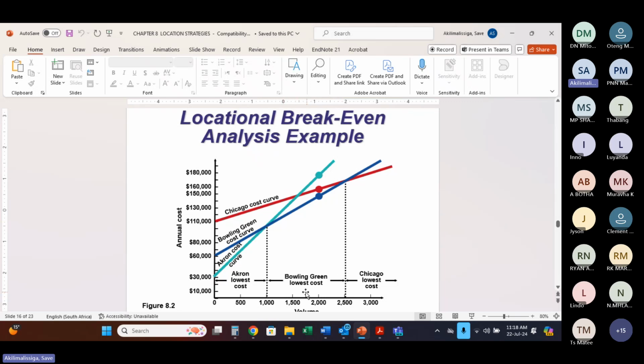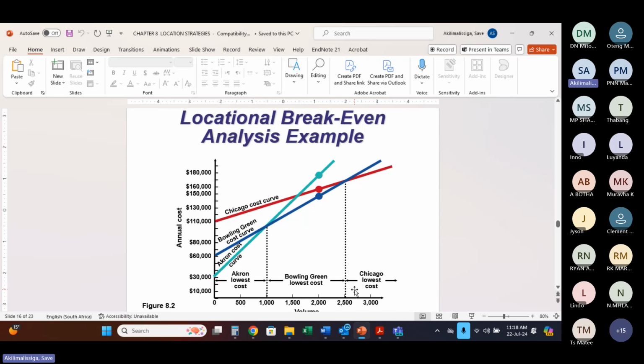Why? Because if you take any values within this range and you draw a line, it's like a projection. You project that line going up. The first line coming from below that it is going to meet is this blue line, which is the Bowling Green one. So that's why we say from 1,000 to 2,500, Bowling Green has the lowest cost. That is the optimal location.